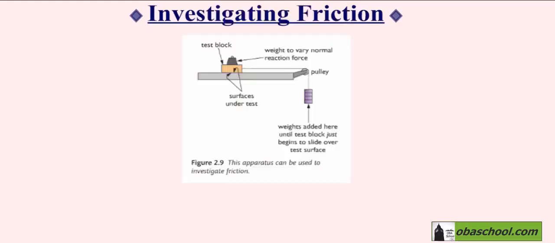In this tutorial, we're going to discuss an experiment to learn more about friction force. This experiment is on page 17 of the book. It is composed of different parts. The first part is surfaces under test. Second part is the test block. It has a weight on it to vary normal reaction force.